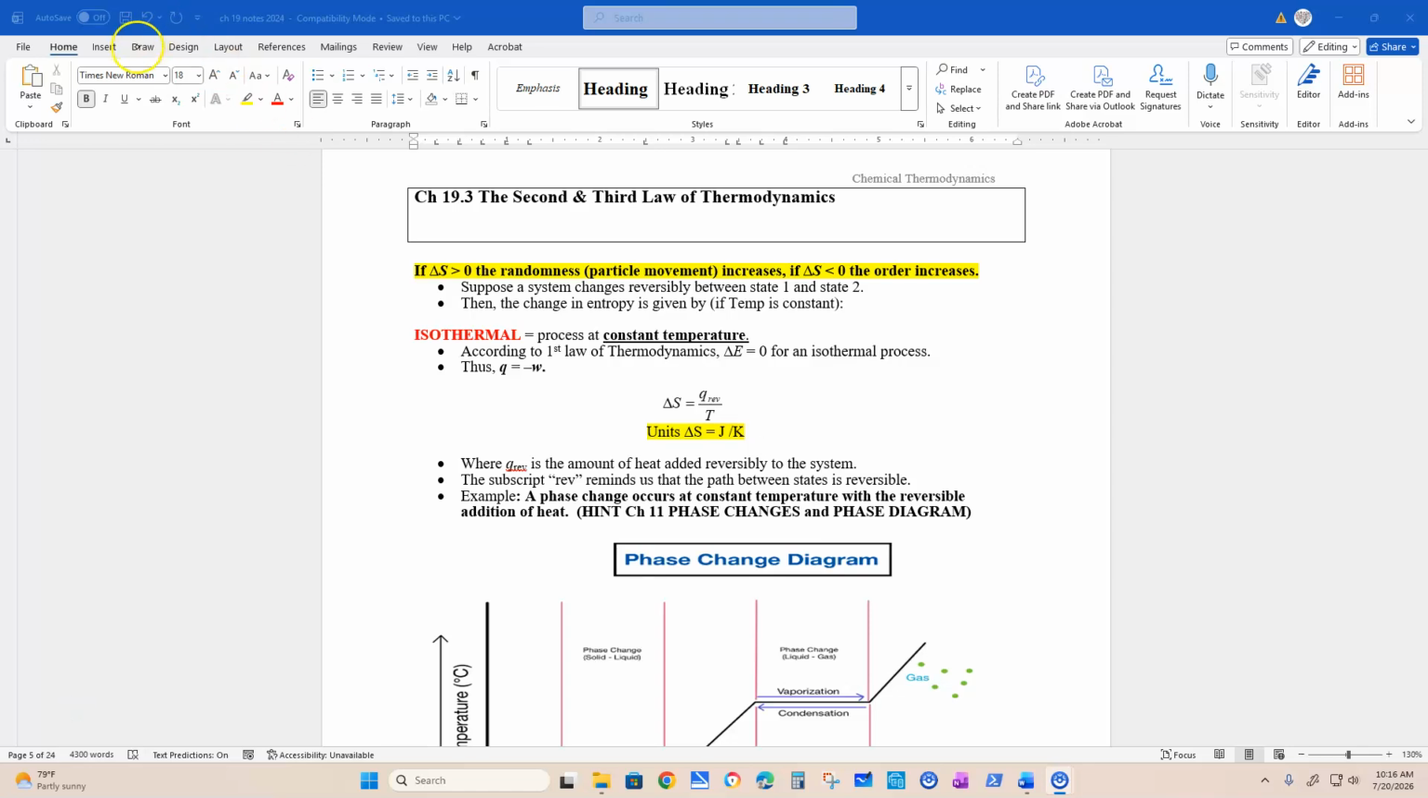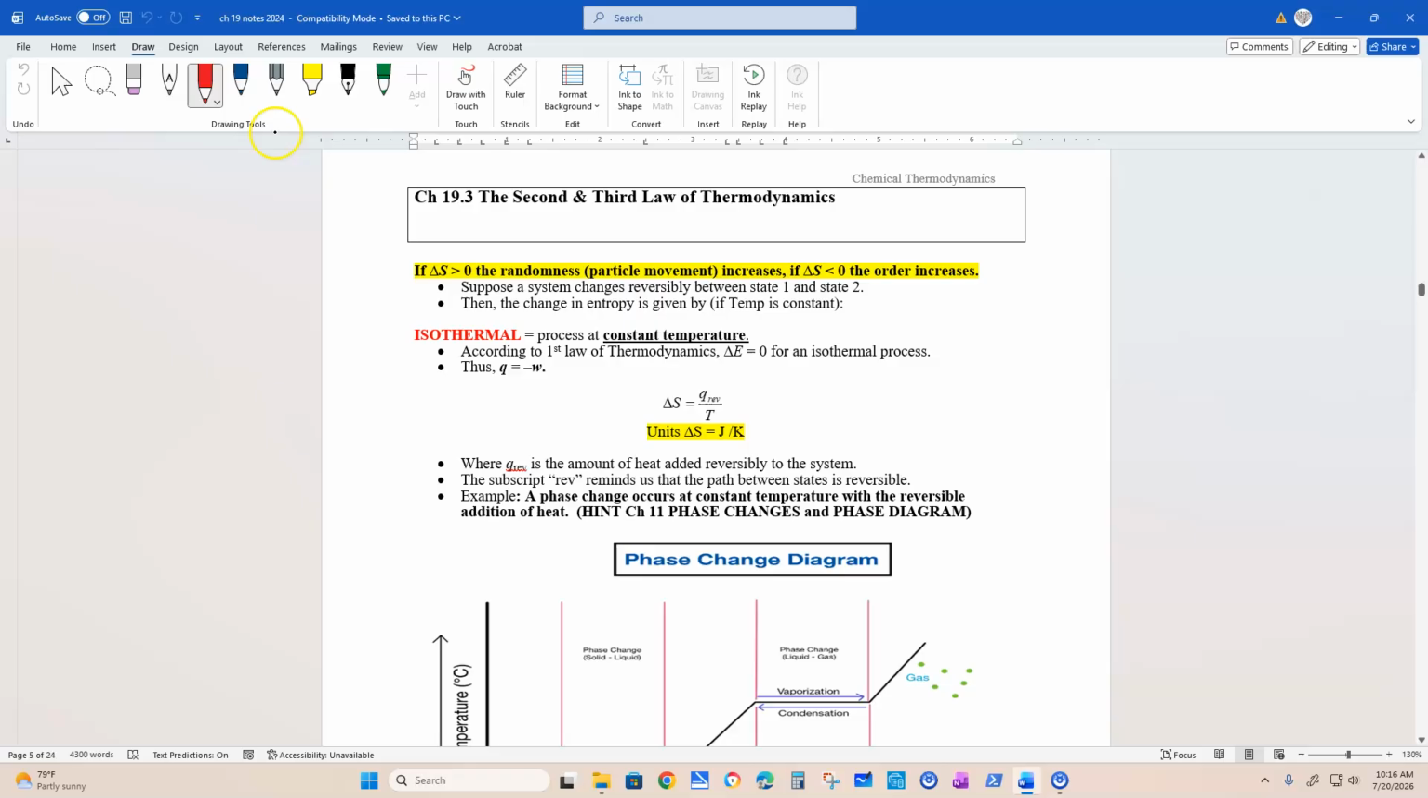We have 19.3, the second and third law of thermodynamics. So remember the first law we learned in chapter 5. First law of thermodynamics, energy is conserved. So remember, you can't gain or lose energy. It has to be rearranged, and that's when we practice the equation delta E equals Q plus W.